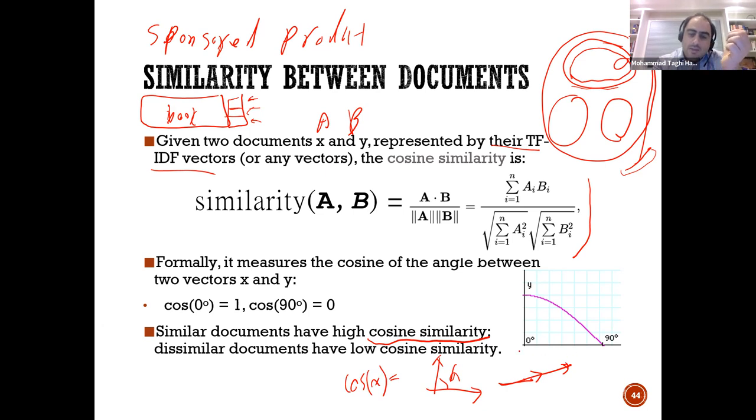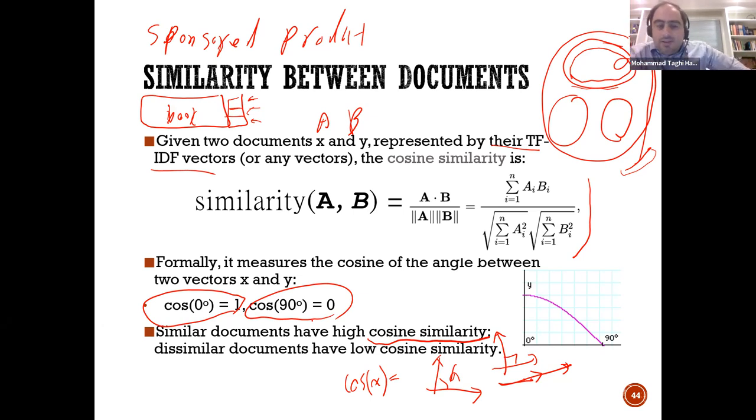Why is it good? Because if these two documents are completely aligned with each other, then the angle between them would be zero. In that case, the cosine would be one. It means that these are very similar. The worst case is that the angle between them is essentially perpendicular. It means that the cosine would be zero, which means that these are not similar. So that gives you a very good similarity measure between zero and one for the vectors that you have.